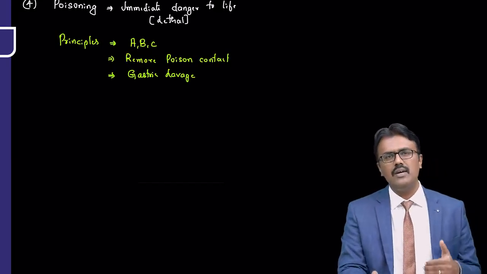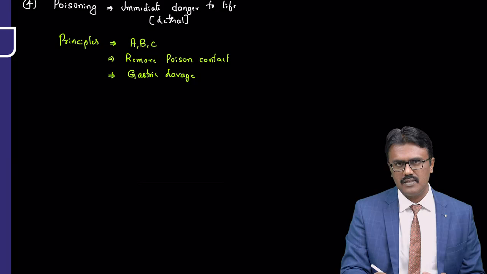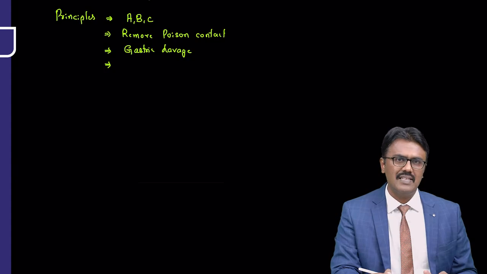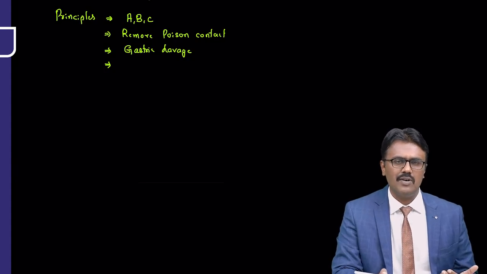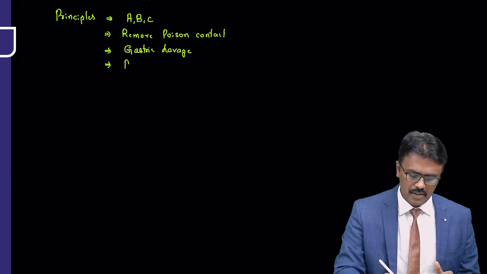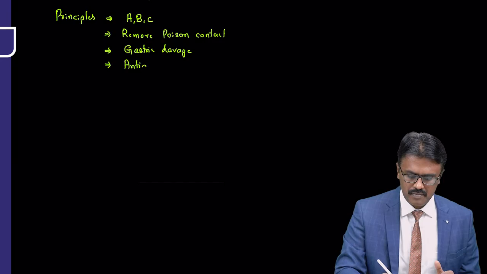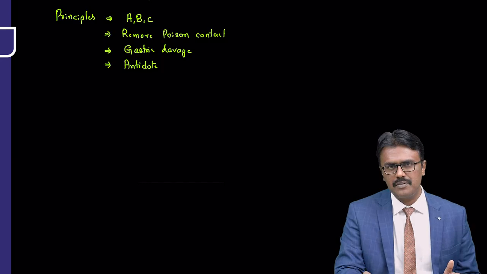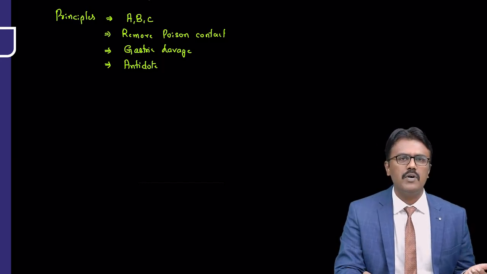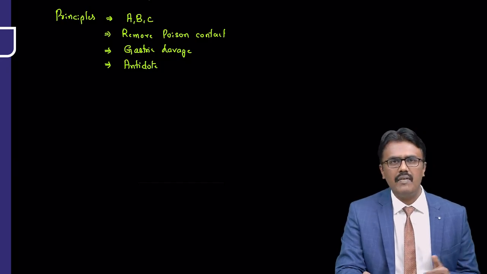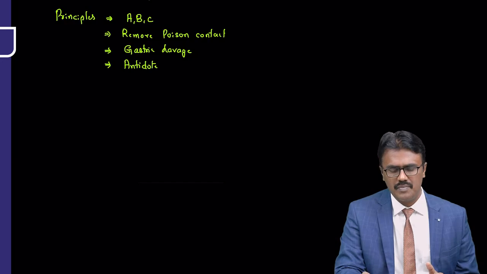What is the reason? To remove the unabsorbed poisons. And usually gastric lavage should be done within 6 hours. After 6 hours, no use because it would have been absorbed completely. Otherwise, you have to find out an antidote to neutralize the drug. For example, for OP poisoning, we have an antidote called atropine. For morphine, we have an antidote called naloxone.